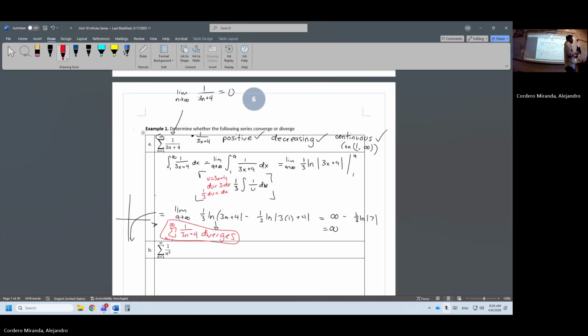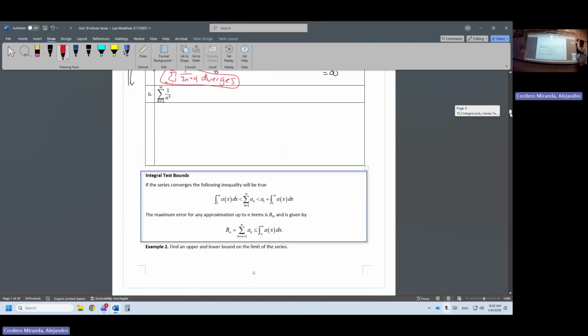Cool. All right, that's the integral test. You just take the integral, see what that result is, and then the sum will share that result too. If this had converged, then the sum would have also converged.